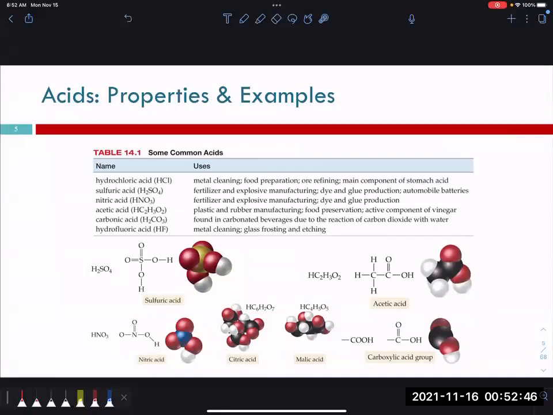Some of the common acids, we've talked about naming these: hydrochloric acid, sulfuric acid, nitric acid, acetic acid. These are all things that are used every day. Carbonic acid is how carbon dioxide dissolves in water, forming carbonic acid. Hydrochloric acid is used for metal cleaning and food preparation. Sulfuric acid and nitric acid are both used in fertilizers. And acetic acid is the active component of vinegar. These are all very common molecules.